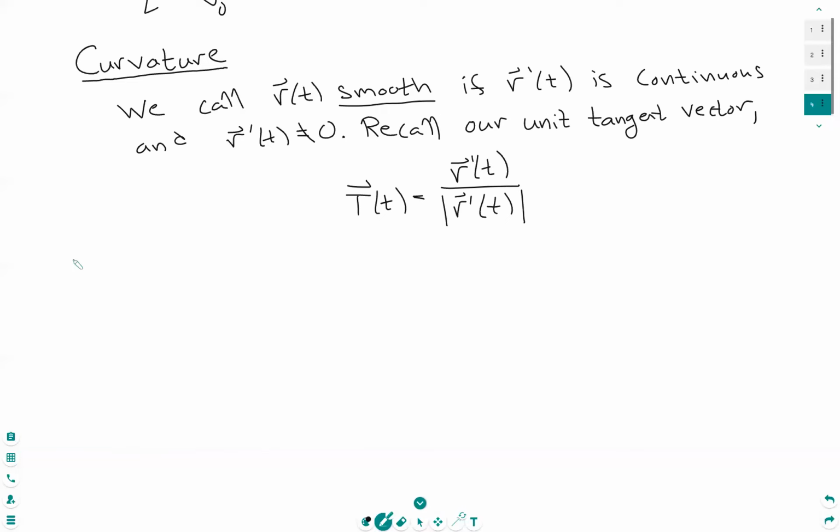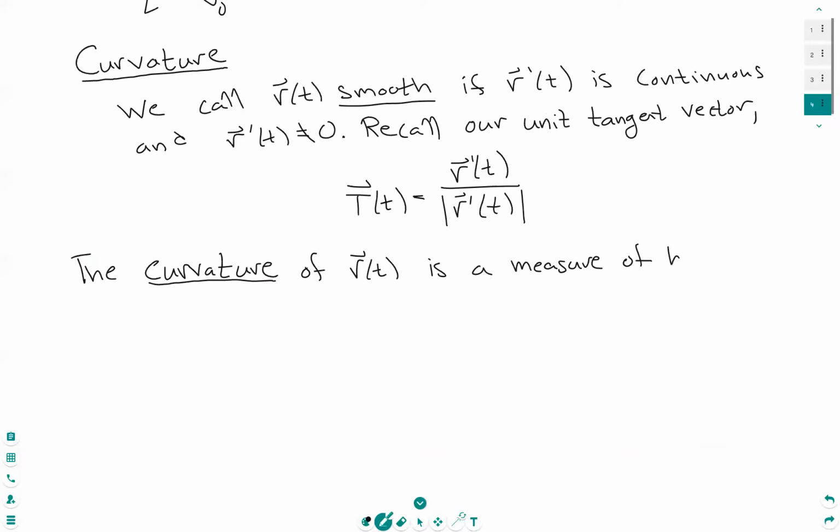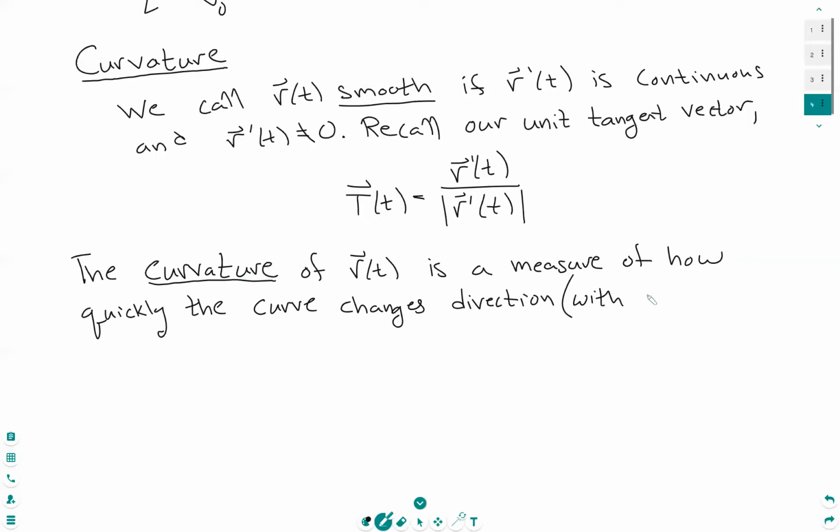The curvature of r of t is a measure of how quickly the curve changes direction with respect to space.